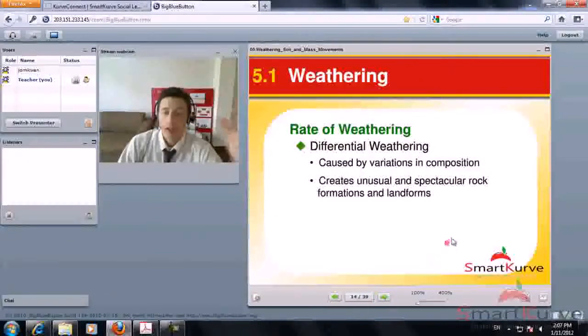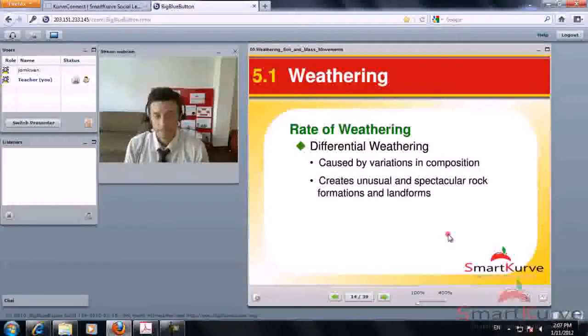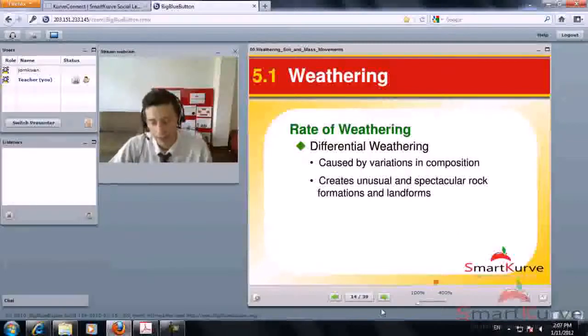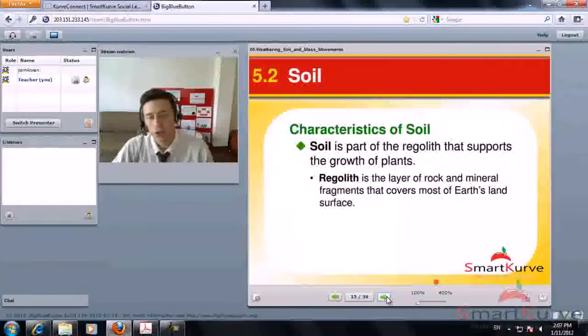Moving on, differential weathering caused by variations in composition. This creates unusual and spectacular rock formations. Yeah, sometimes in the same mountain or in the same area you'll have different compositions, different types of rock, and some will weather very quickly and some will weather very slowly. So we get very unusual formations.